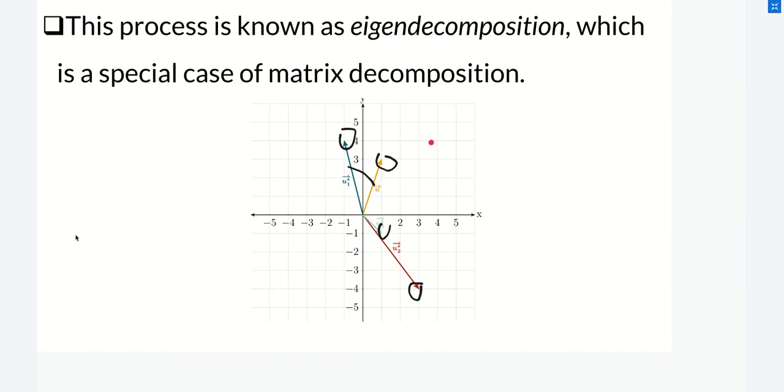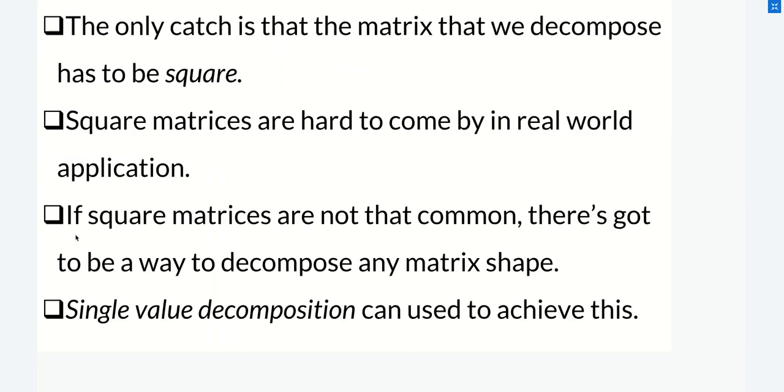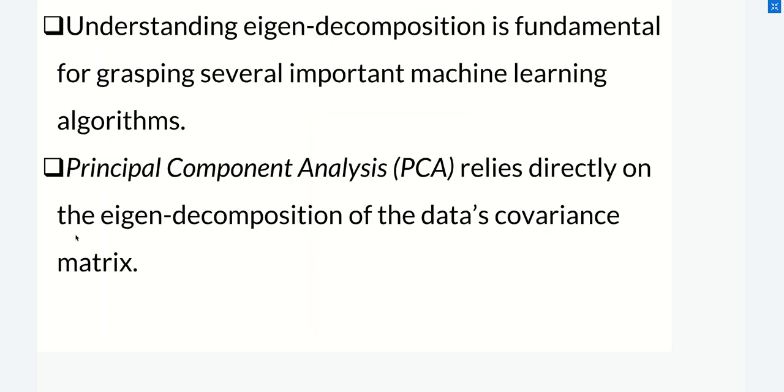This process is known as eigen decomposition, which is a special case of matrix decomposition. Let me see how many slides we have. Okay, we have a few minutes.